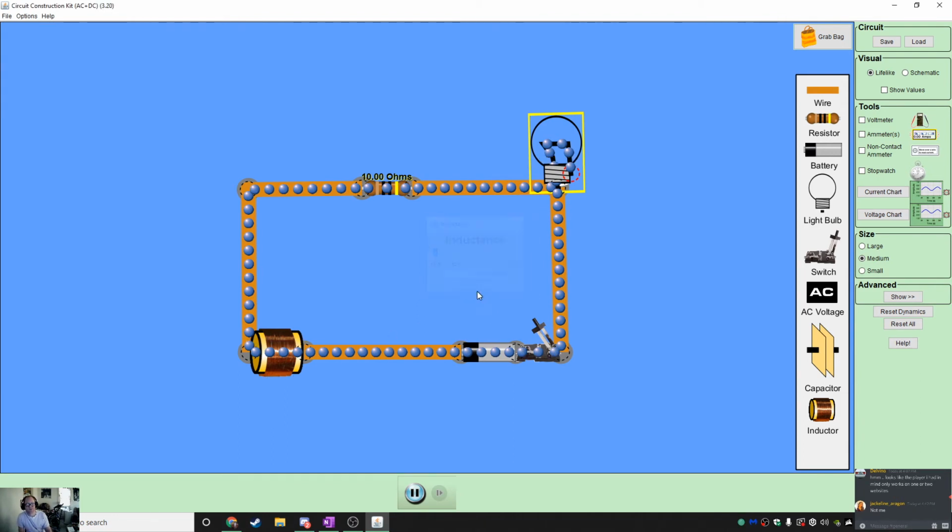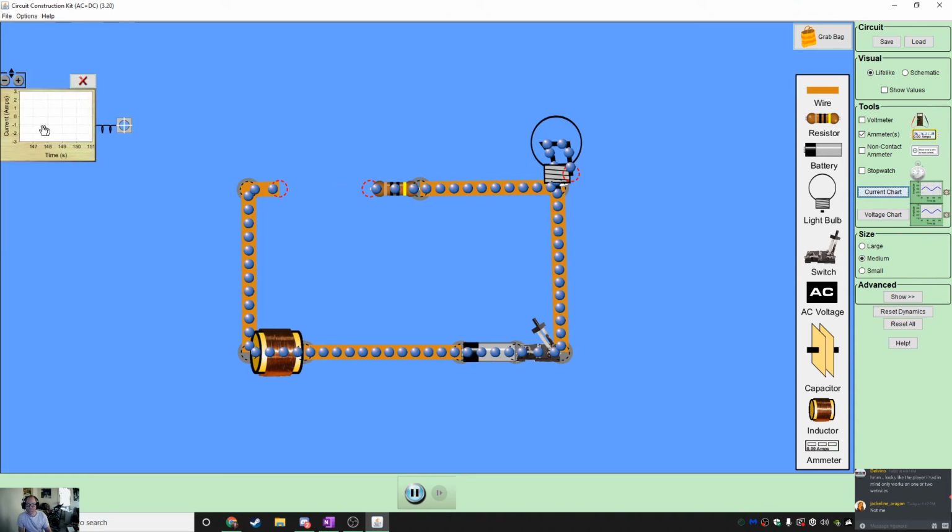Okay, so also one other thing I want to do is, I guess we want an ammeter. And we'll just stick that right here. Actually, I want the one that plots. No, I don't want this one. I mean, I guess we could use it, but what I really want is a current chart. That's what I want.